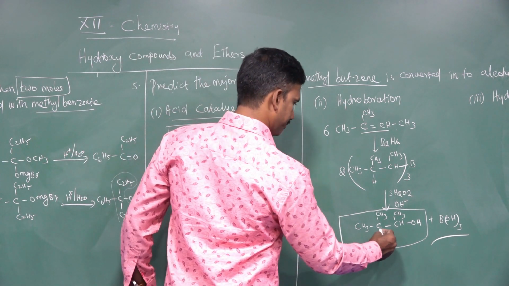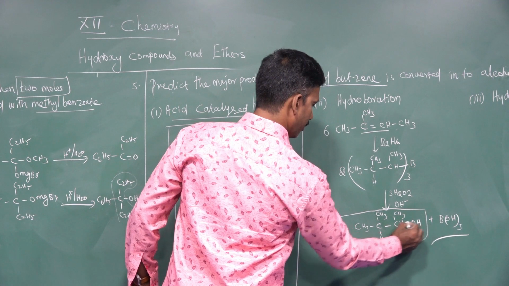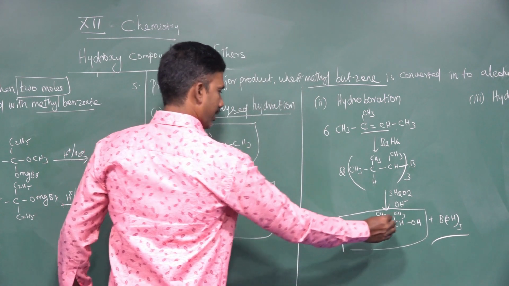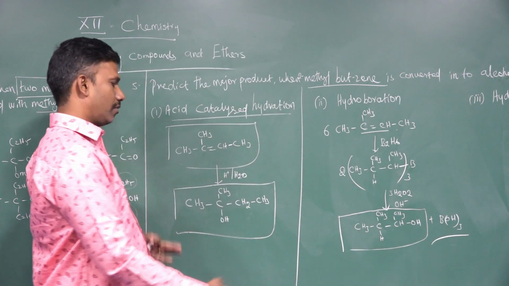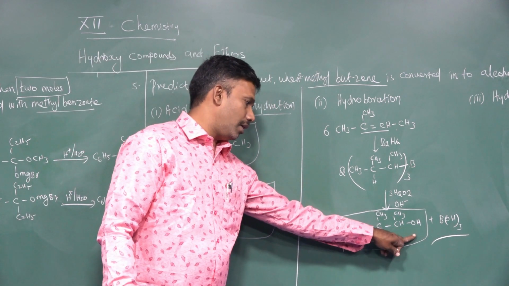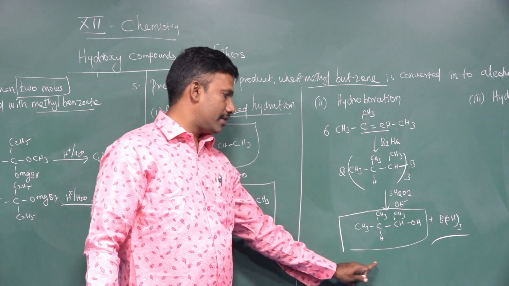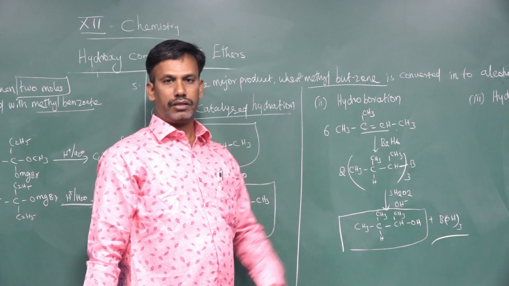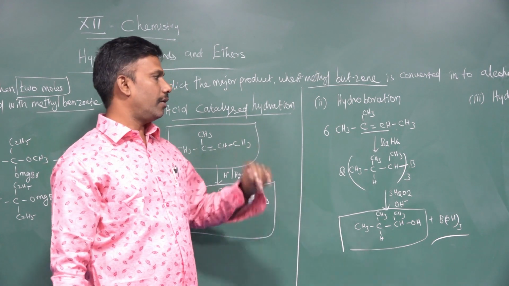Okay. So if you want the name of the product, you can give a name. 1, 2, 3, 4 carbons. The second carbon contains the OH group. So what is the name? Butan-2-ol, because on the second carbon OH is there. Then what about the third carbon? It contains a methyl group. So 3-methyl-butan-2-ol. The name is 3-methyl-butan-2-ol.